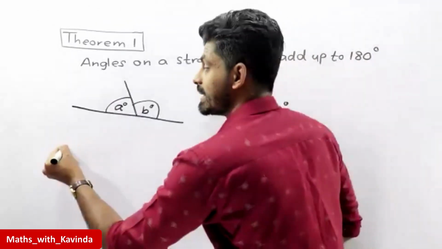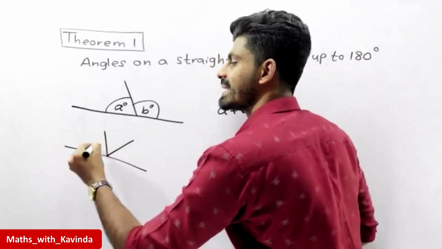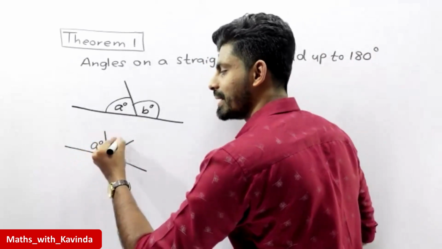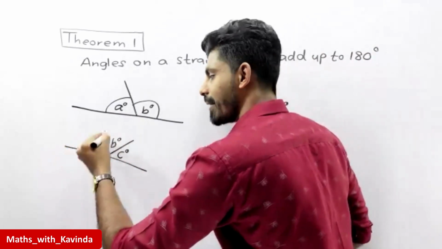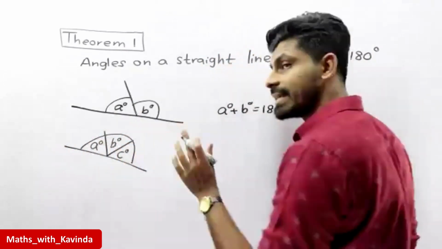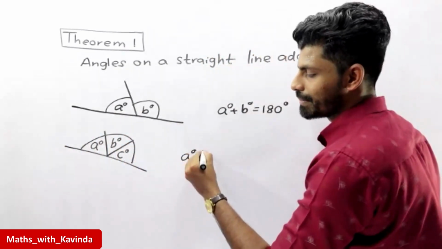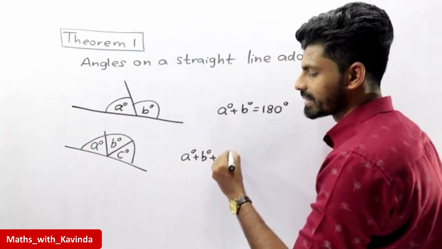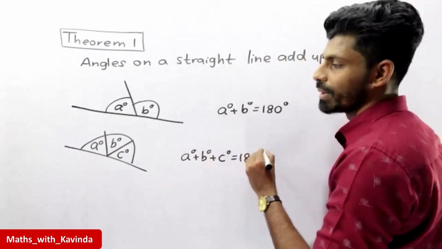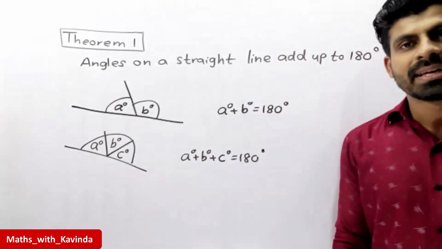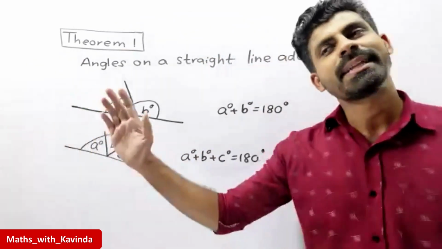Let's take three angles, A, B, C. That means A plus B plus C equals how many degrees? 180 degrees. A plus B plus C equals 180 degrees. How many angles are there?